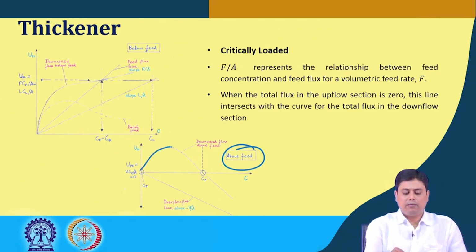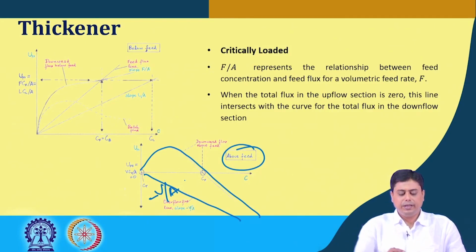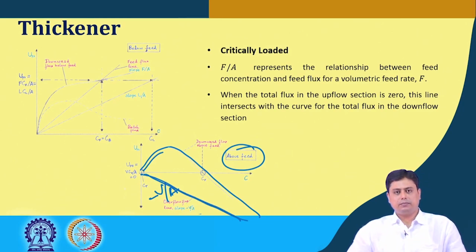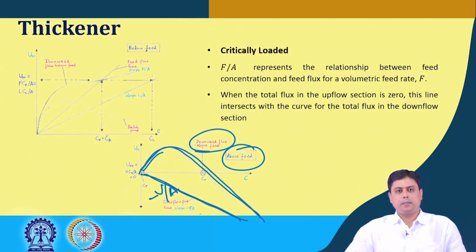So, the downward flux above the feed would be something like this, because here we have the overflow flux that is having a line with a slope of minus V by A, because the overflow flow rate is V. So, here the overflow flux line will have a slope of minus V by A, and it would not cross anywhere in this total flux above the feed, which is the downward flux above the feed. This line is the downward flux above the feed.